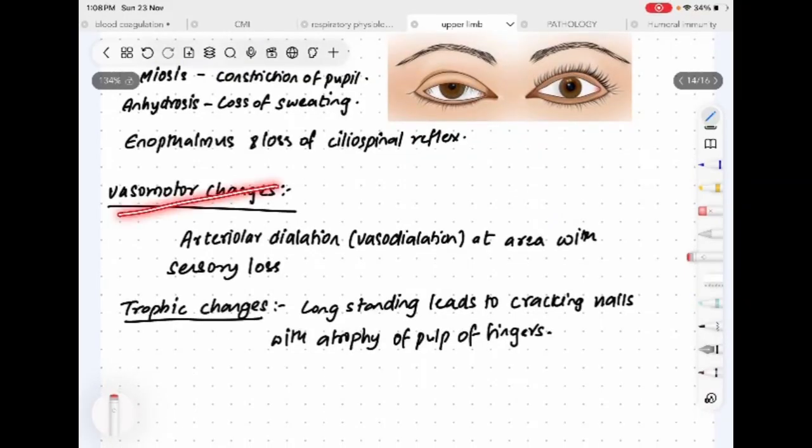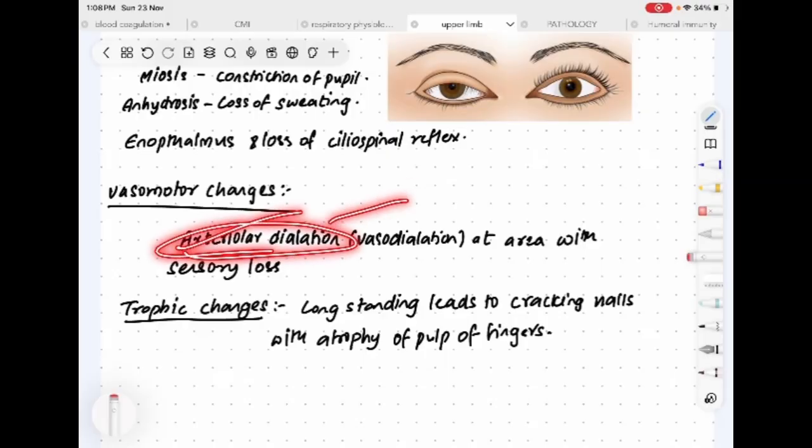Now what are the vasomotor changes? Vasomotor means the activity of the blood vessels: motor means activity, vaso means blood vessels. So the activity of the blood vessels also changes in Klumpke's paralysis. What are these changes? Arteriolar dilation, that is vasodilation, at the area of sensory loss. At the ulnar border there will be arteriolar dilation. Because of the arteriolar dilation, there will be a warm sensation also.